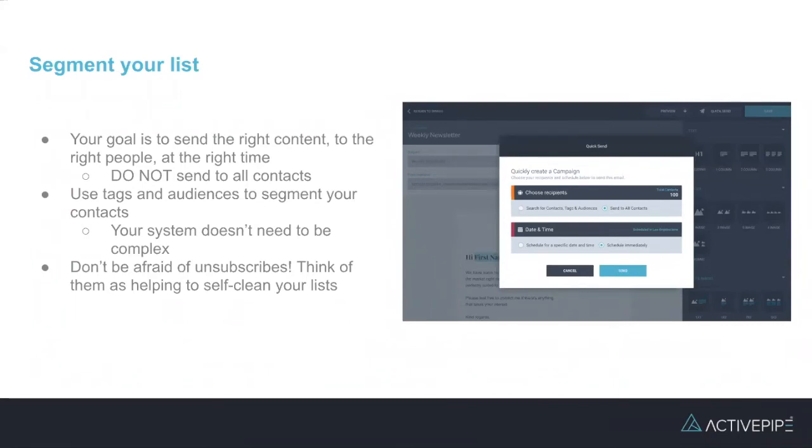As much as we can, we want to avoid using send to all contacts. That's a big no-no. And really the only use case for sending to all contacts is possibly a newsletter. But other than that, you want to target specific audiences. And that means if you're using a CRM and it's integrated with ActivePipe, then you'll need to use the organizing features in that CRM and they'll sync over to ActivePipe.